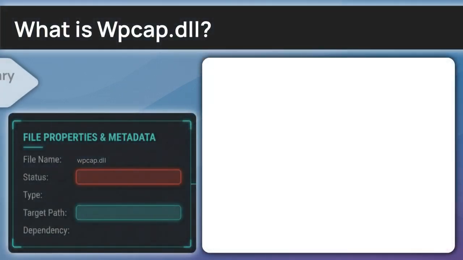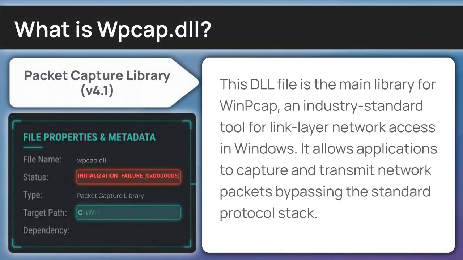This DLL file is the main library for WinPcap, an industry-standard tool for link layer network access in Windows. It allows applications to capture and transmit network packets bypassing the standard protocol stack. With that background out of the way, here is how we actually restore the missing component.